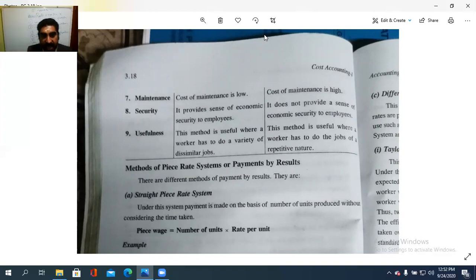These all we will see in the next class. So today we discussed what a piece rate system is, what its advantages and disadvantages are, and what the differences are between a time rate system and a piece rate system.